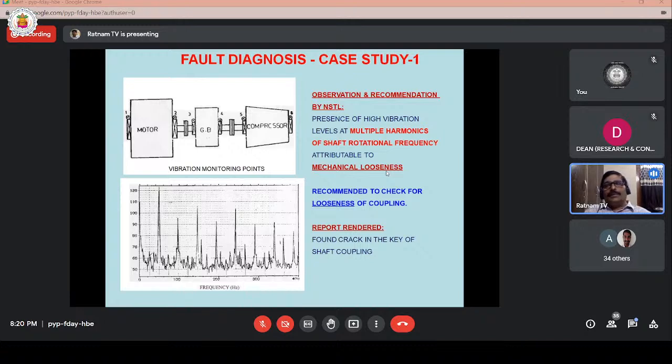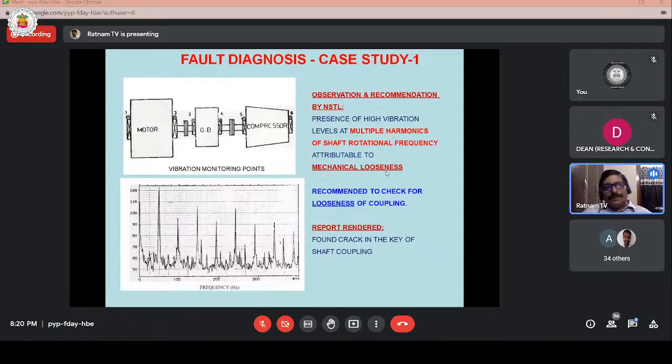So they have dismantled and found a crack in the key of the shaft coupling. So they found a split in the key. Due to that loss of physical integrity, whenever the machine is running at rated speed, this compressor is producing a lot of noise. And this type of spectrum is appearing in the analysis. So this is a typical classical case study of misalignment.